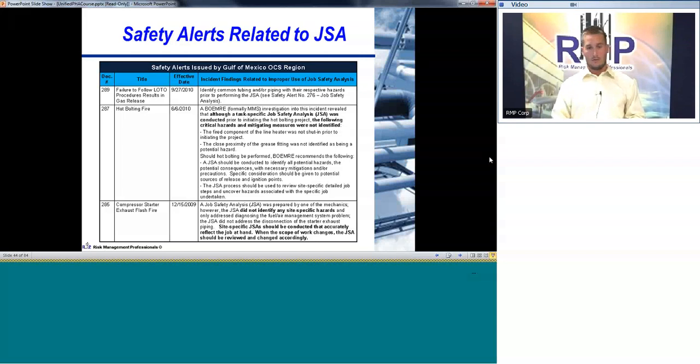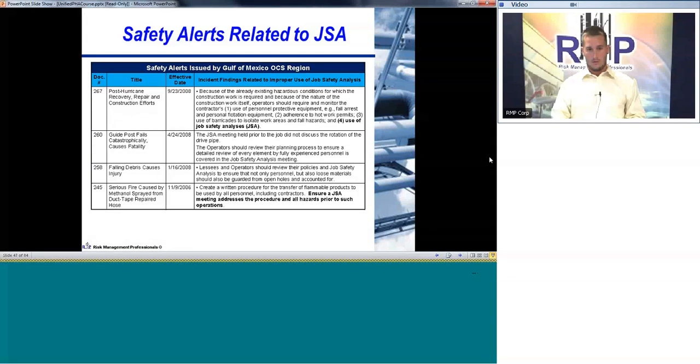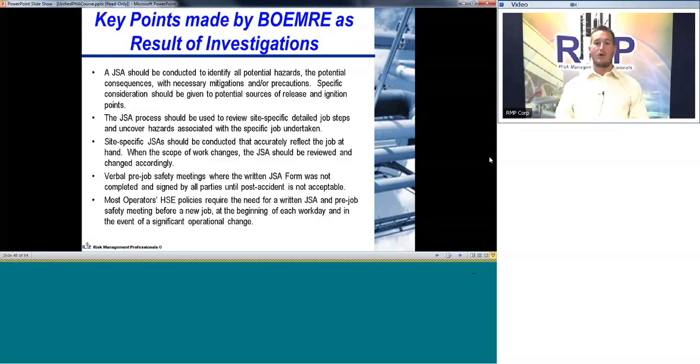So we have a couple here. I'll skip through these. Safes, and we'll go to key points made by BOMER as a result of the investigation. These are basically lessons learned, if you will, once again from someone else's mistakes. So, a JSA should be conducted to identify all potential hazards, the potential consequences, with necessary mitigation or precautions.